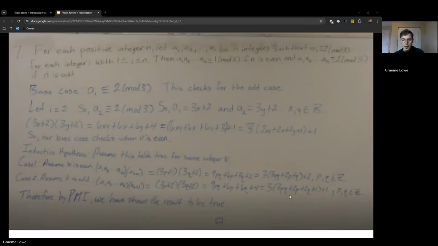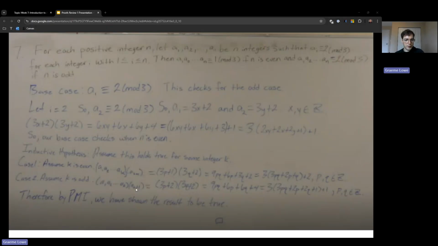So again, what does this mean? This means that when we look at k plus 1 being even, k being odd, does it give us the form that k plus 1 is 1 mod 3? And it does, because 3 is being multiplied by some integer, plus 1. So that's congruent to 1 mod 3.